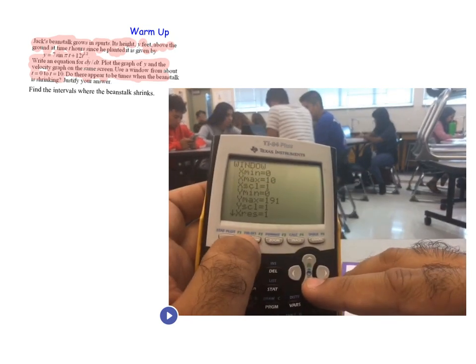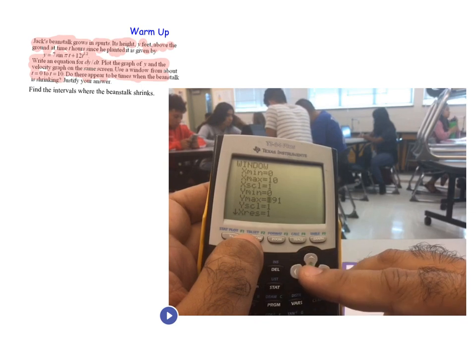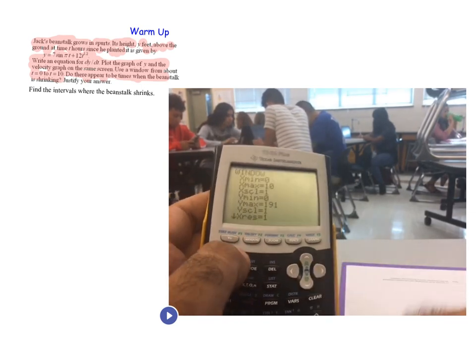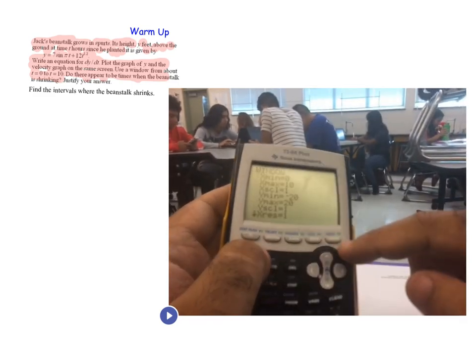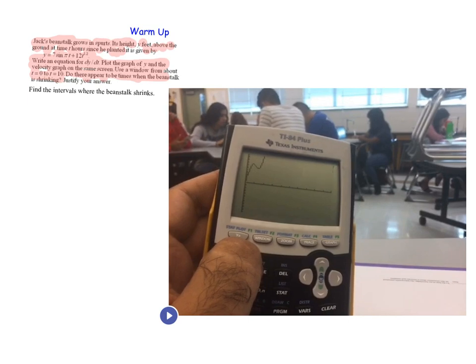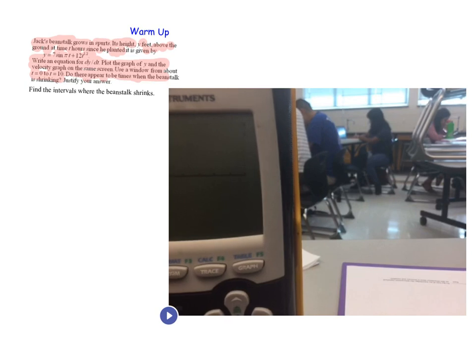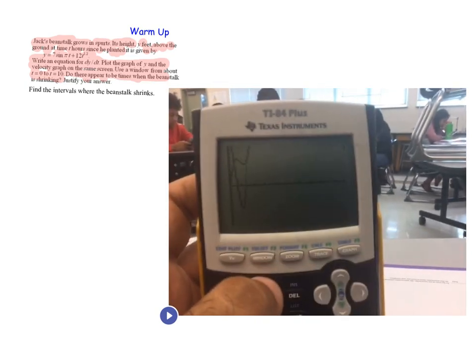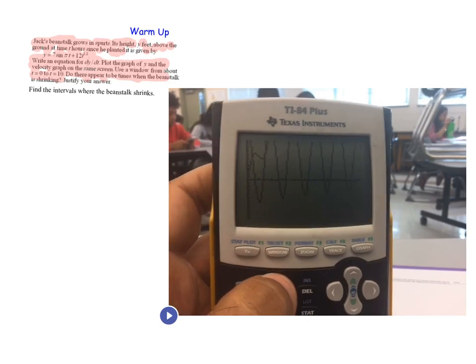So let's go ahead and go negative 20, and let's go ahead and go 20. I'm just guesstimating right now. Okay, it's graphing the first function. You see that? It's loading. Now it's graphing the second one. There are definitely times when the derivative is negative.